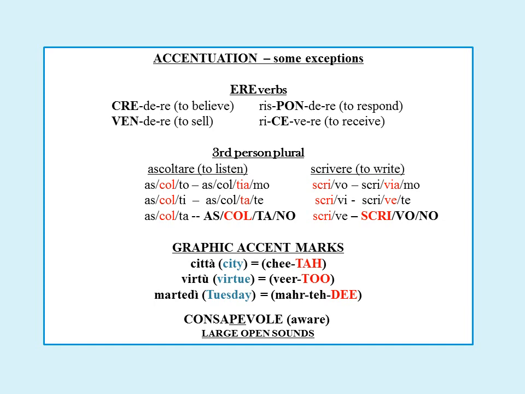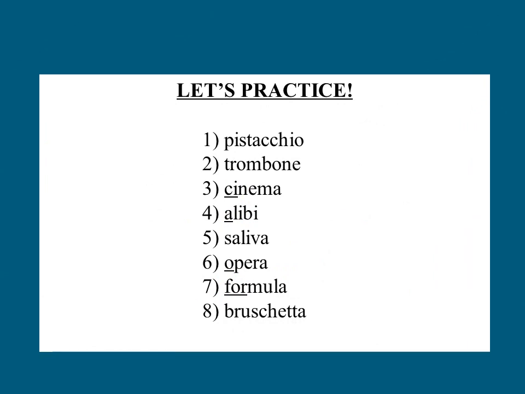Now, with these rules in mind, let's do some pronunciation practice with real Italian words. Here are some Italian words, many of which have also become English words. Note the underlines under some syllables that indicate where the stress must be placed. Now, using the information learned in lessons 1 and 2, let's see if you can pronounce these words as an Italian would.